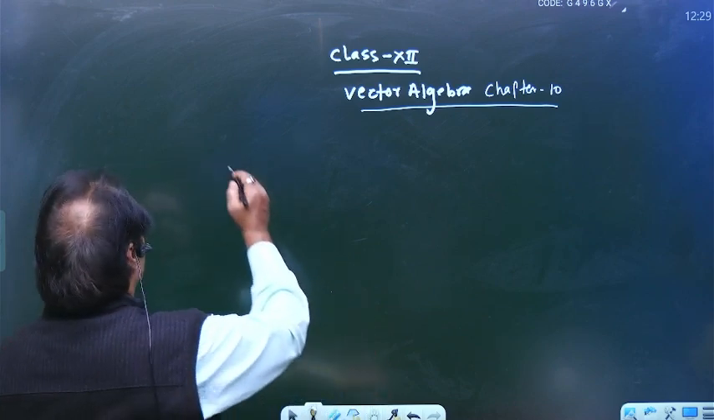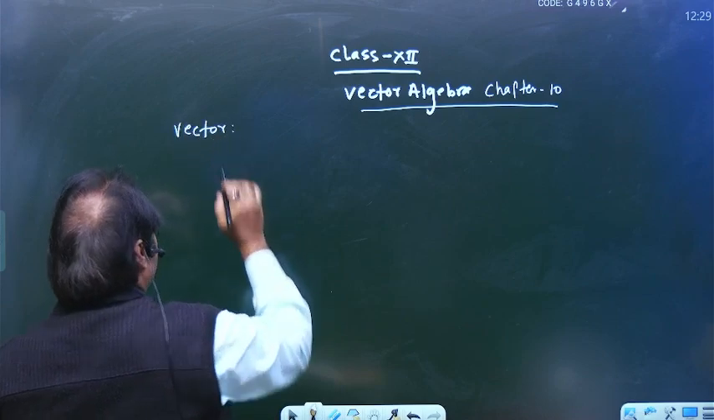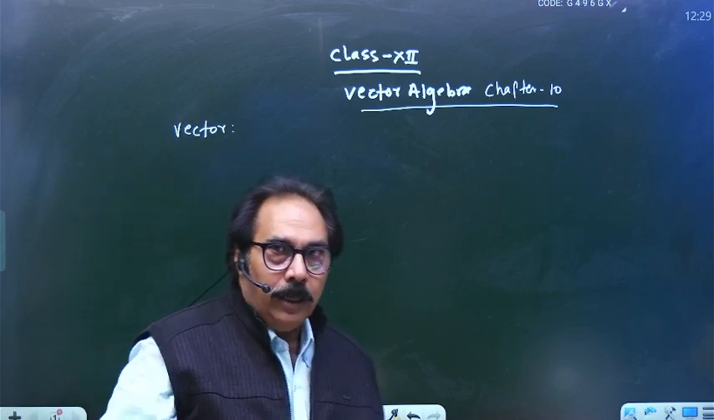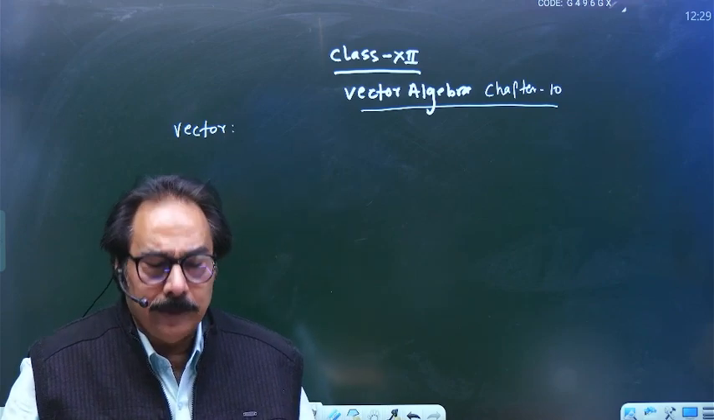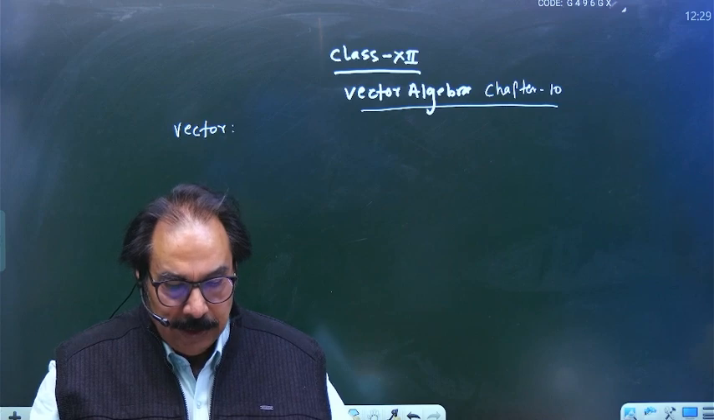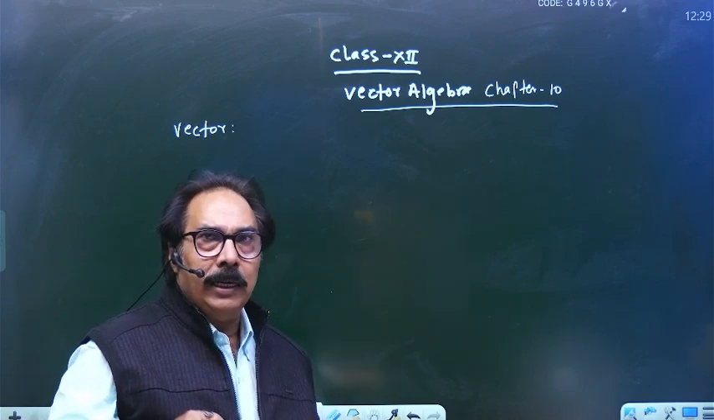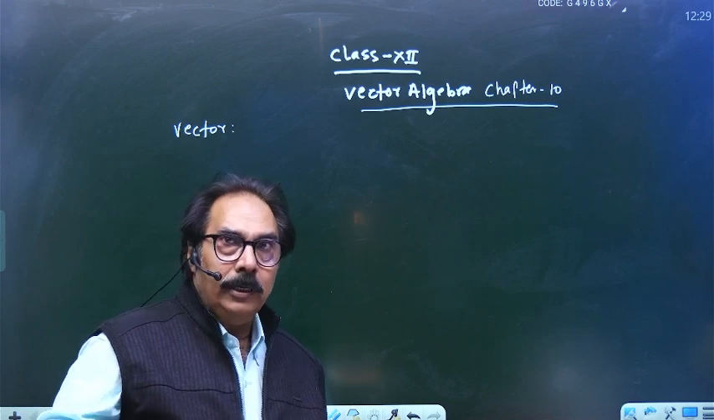So first of all, let me explain what is the meaning of vector. What is a vector? As you already read in class 11th in physics, or maybe in 12th in physics, a quantity that has magnitude as well as direction is called a vector.